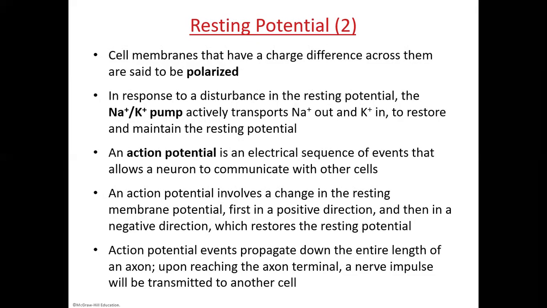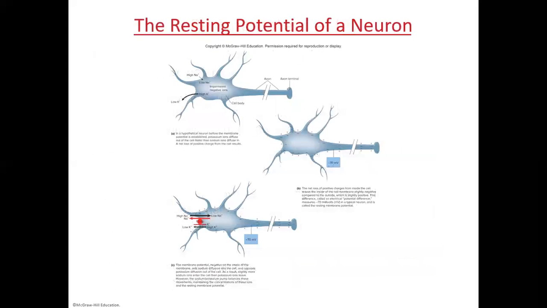This happens in a series, so there's not just one sodium channel and one potassium channel and one sodium potassium pump. There's a whole lot of them over and over and over again, all down the entire length of the axon. So the action potential happens in a wave. You can kind of see it here, they're showing you where the different charges are. This is in your book as well.